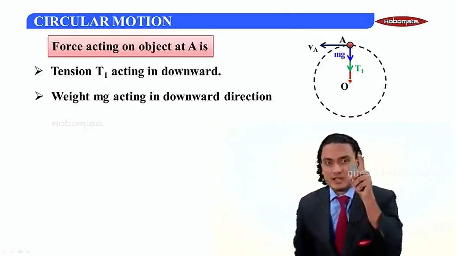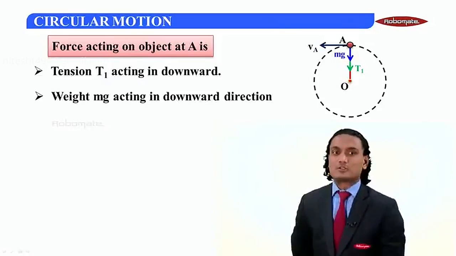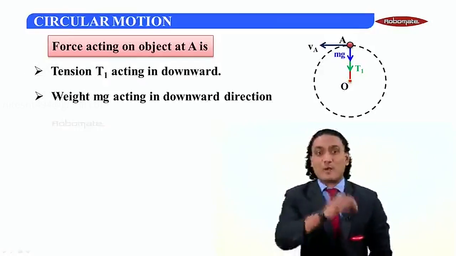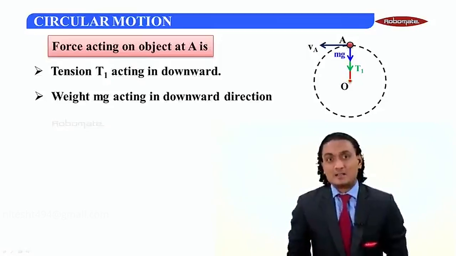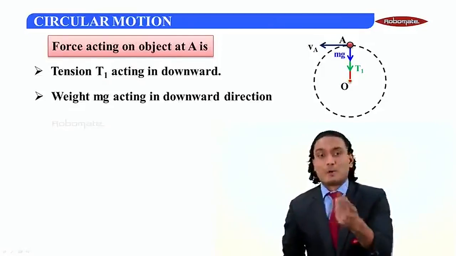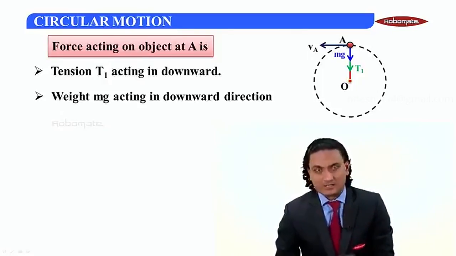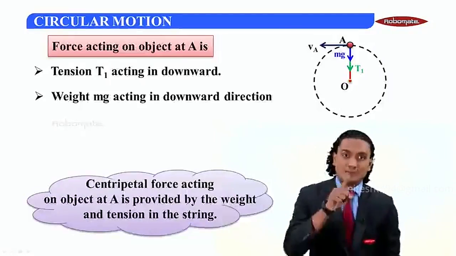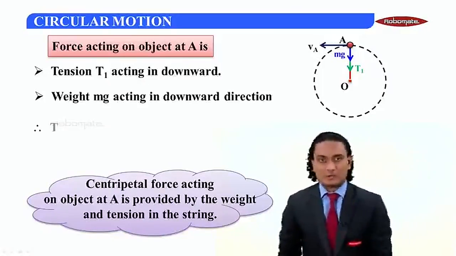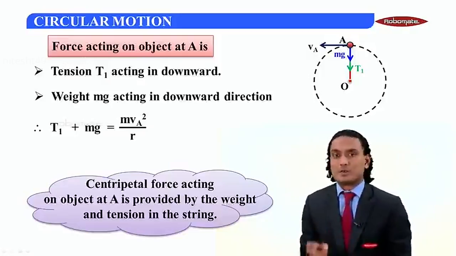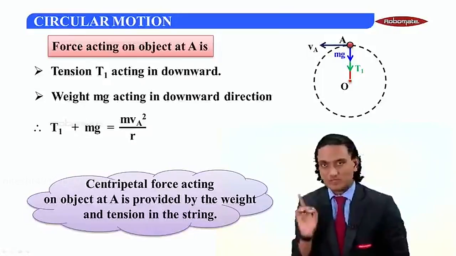Now students, see here. This object is performing a circular motion. So what force is required for circular motion? Yes, very good. You require centripetal force. Looking at the diagram, I can say that the tension and the weight will provide the centripetal force, because tension is also down, weight is also down, towards the center of the circular path. So both will provide the centripetal force required for the circular motion. So I can write T1 plus mg is equal to mVA square by r. mVA square by r is your centripetal force. Till this it is clear?